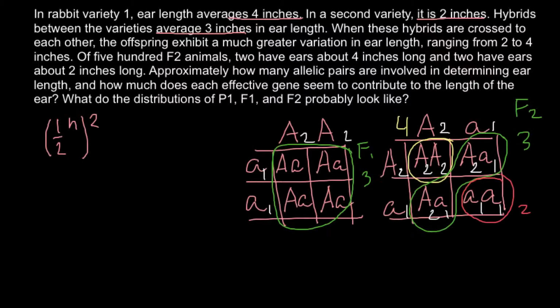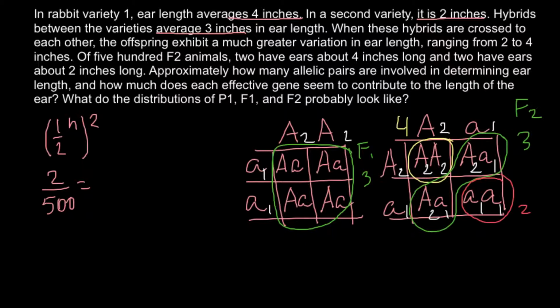So we clearly see that this trait is under the control of more than one gene, more than one allelic pair. So let's find how many allelic pairs control this trait, and we are going to use our formula. In other words, we can say 2 divided by 500, and 2 is the extreme phenotype. As you see, we have 2 that are extreme large and 2 that are extreme small out of 500.